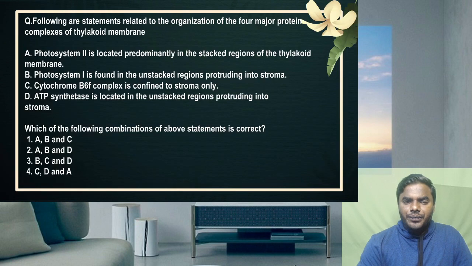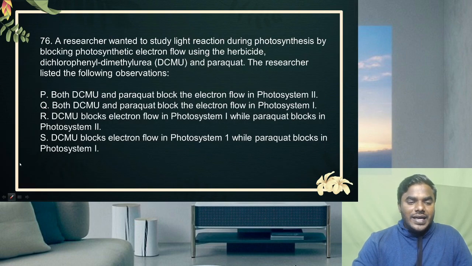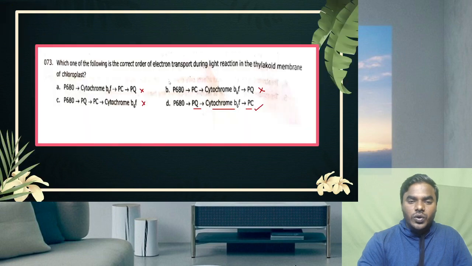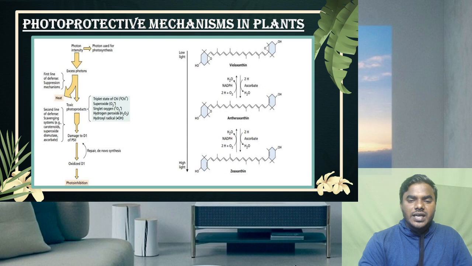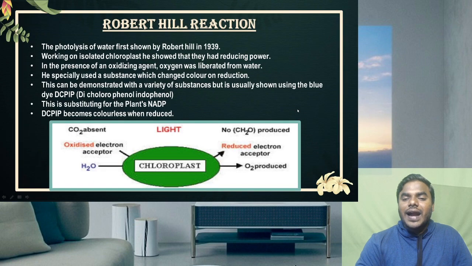Now next one. So you can look into this. The same question was asked here. A researcher wanted to study light reactions during photosynthesis by blocking photosynthetic electron flow using the herbicides DCMU and paraquat. The researcher listed the following observations. You can tell me easily, right? We just now read what DCMU will do, what paraquat will do. You know very well, DCMU occupies the binding site of plastoquinone. Methyl viologen accepts the electron from P700 and activates the free radicals.